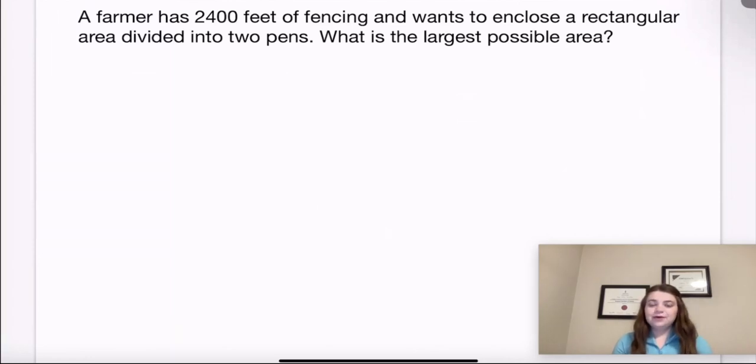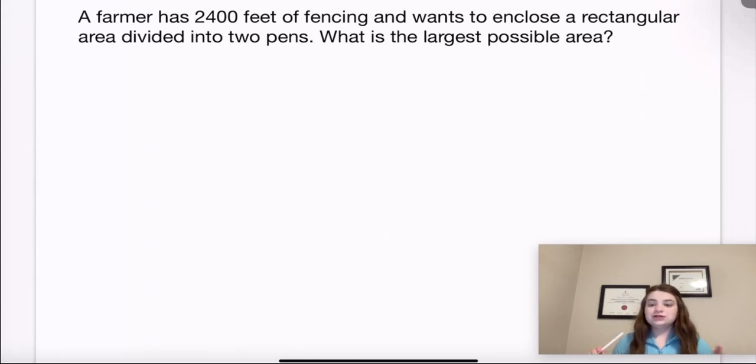Welcome back. Today we're going to be talking about optimization, and more specifically, we're going to be answering this question, which says a farmer has 2,400 feet of fencing and wants to enclose a rectangular area into two pens. What is the largest possible area?